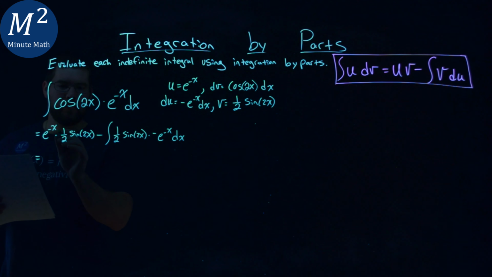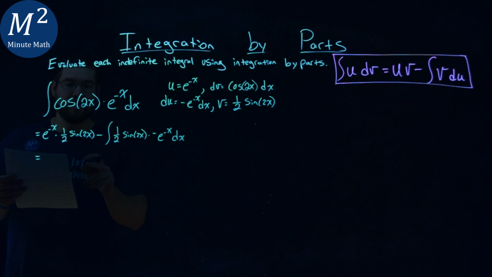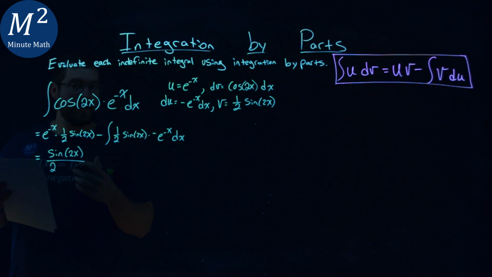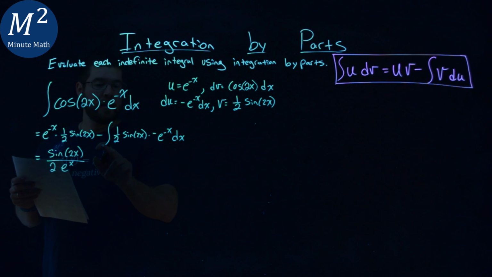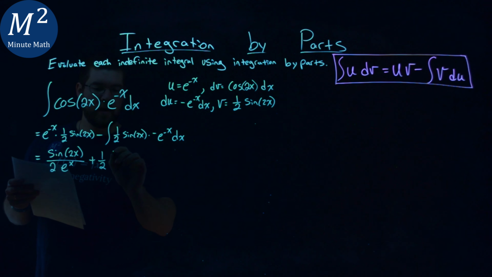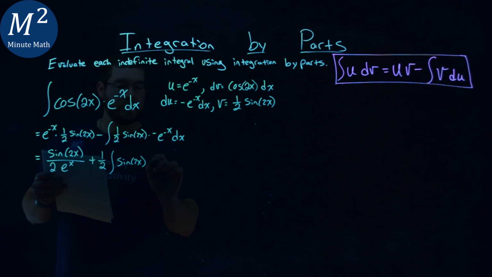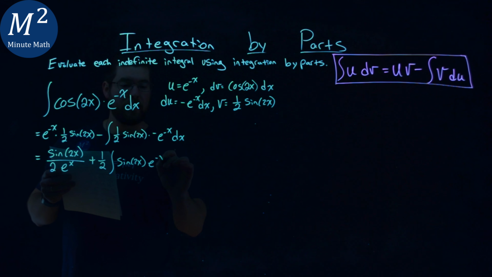So, let's rewrite this as a single fraction. We have sine of 2x in the numerator over 2 in the denominator, and instead of e to the negative x power, e to the positive x power. Now, we have minus, but 1/2 comes out front, and this negative sign. So it becomes a positive 1/2 out front, times the integral of sine of 2x times e to the negative x power dx.